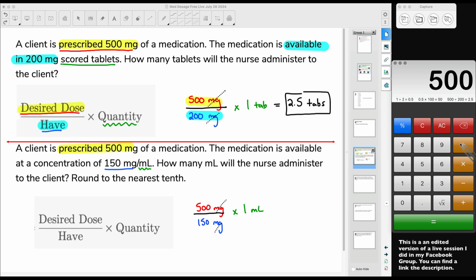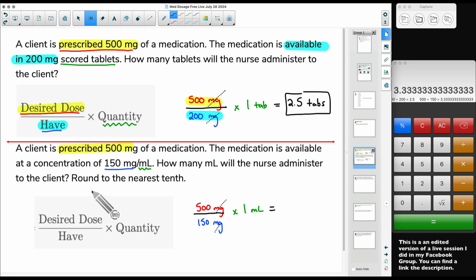If we take 500 divided by 150, we get 3.3 repeated. Now, since we want to round to the nearest tenth, that's going to be 3.3 because the tenths place, y'all, don't mess up with your place value. That 3 tells that 3 to stay the same. So our answer here is 3.3. Let me fix that. That was ugly.